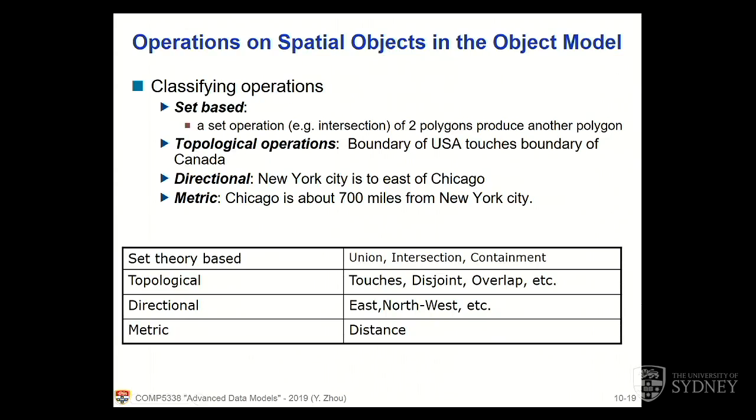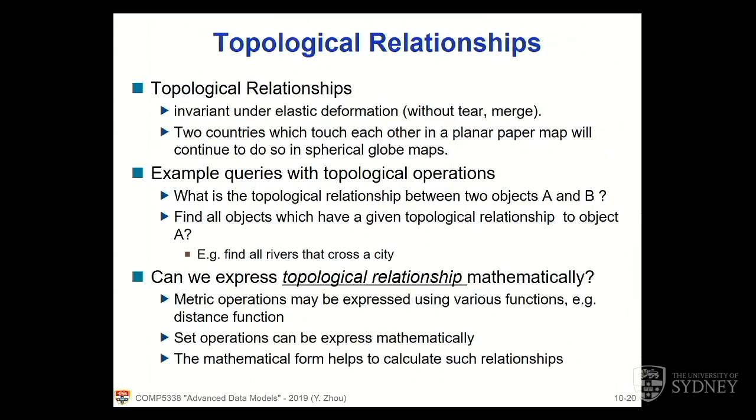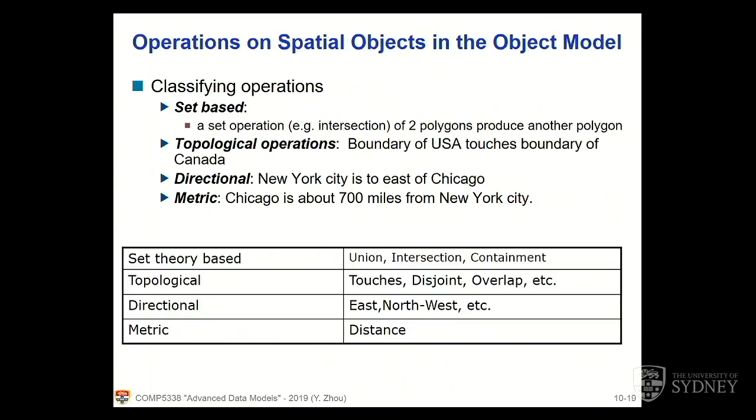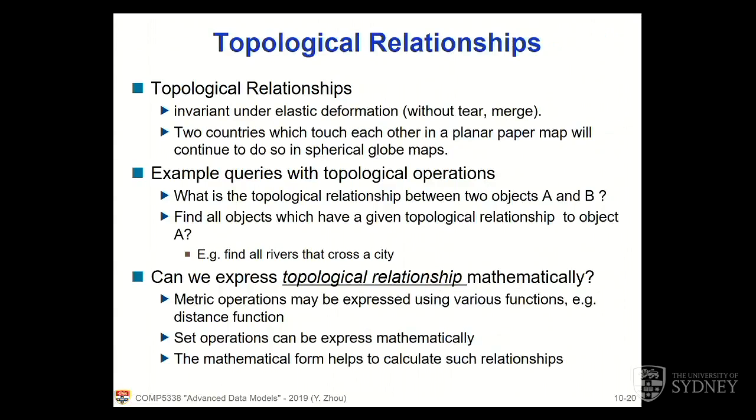So some of the operations are relatively easy to represent and to calculate, because we can use regular math to do it, like the set operation and others. Set operation and metric operation can easily use normal math to do it, but not really topological. This is something very unique to the spatial object.